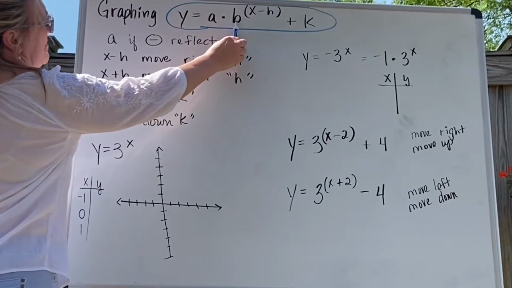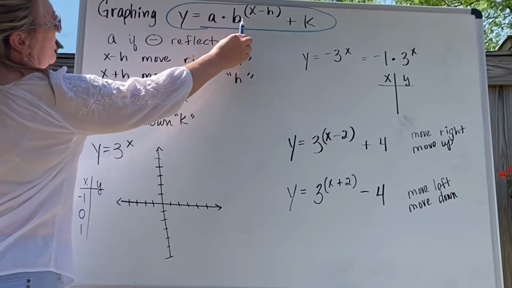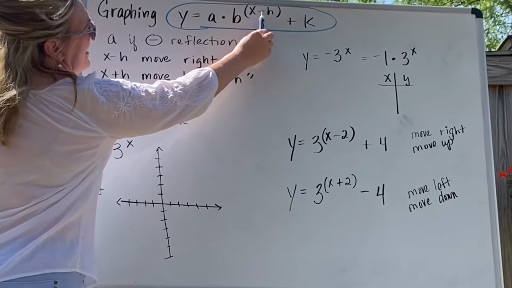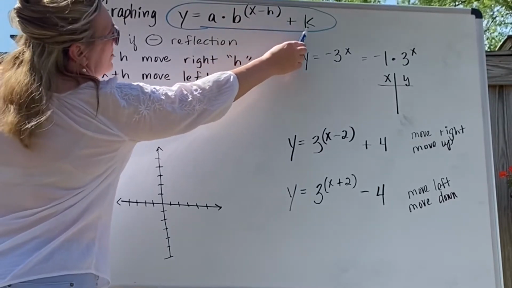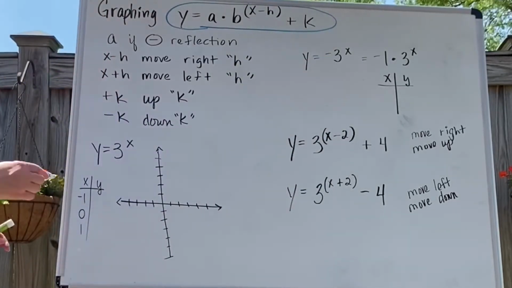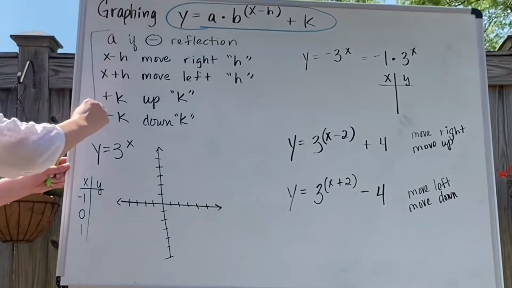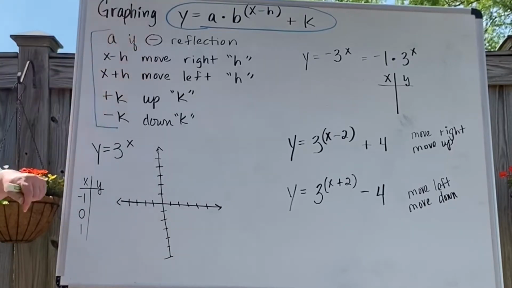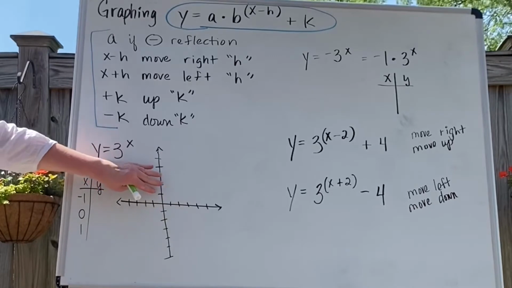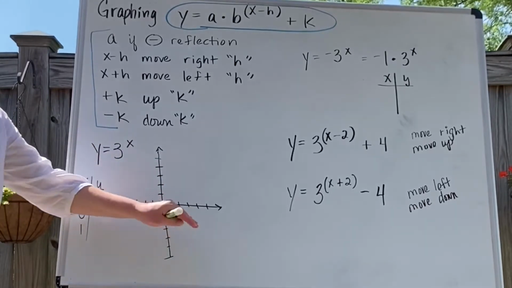B, if the B number is greater than 1, it's growth. I want to look and see if there's an H, either added or subtracted to X. And I want to see if there's a number added or subtracted on the back end, that's my K value. These are the rules, okay? If A is negative, that means that the graph is a reflection. So that means instead of going up here in quadrants 1 and 2, it's down here in 3 and 4.